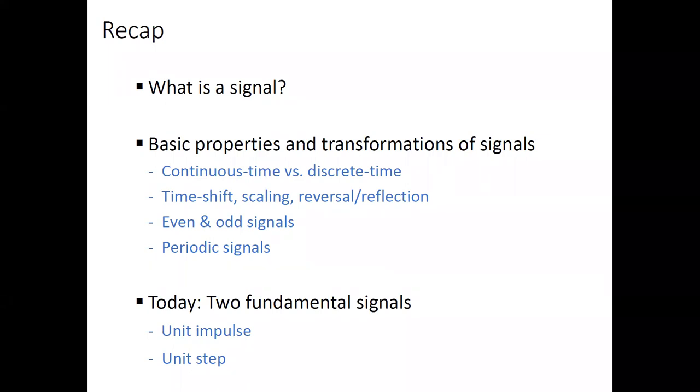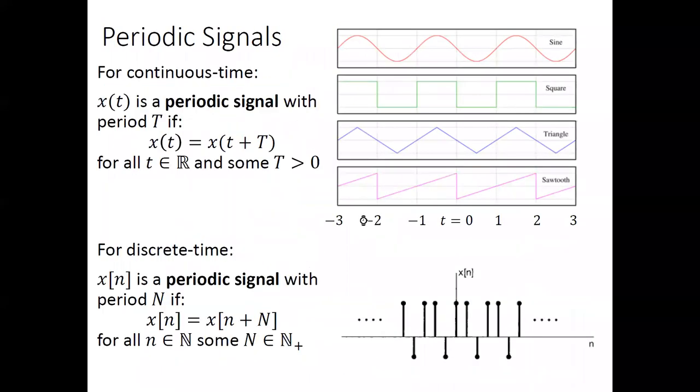What is a continuous time signal? What is a discrete time signal? For both continuous and discrete time signals, we learned time domain transformations, three important transformations: time shift, scaling, and reversal or reflection. And using the concept of time reversal or reflection, we defined even and odd signals, two categories of signals that have special properties, and periodic signals. Periodic signals are very important because later when you learn signal transformations, like Fourier transformations, they are based on periodic signals. Here, let me roll back a little bit to clarify something.